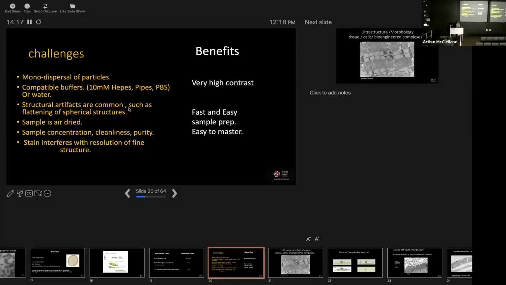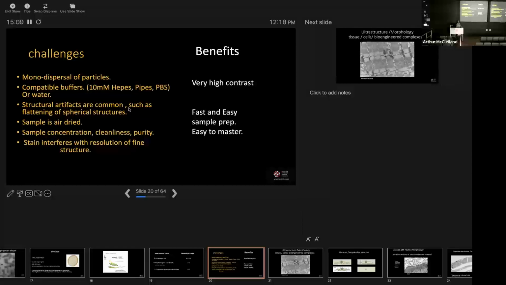Structural artifacts are common, as I showed you. Spherical structures can flatten or deflate. So you have to be careful about how you analyze what it is that you're seeing. Take it with some good analysis of looking at thousands of particles. The samples are air dried, and if that's a problem, if your protein's going to have a morphological conformational change because it's air dried, or if there's other sorts of complications, you're stuck. It is air dried. The sample concentration, cleanliness, and purity are critical to getting good images.